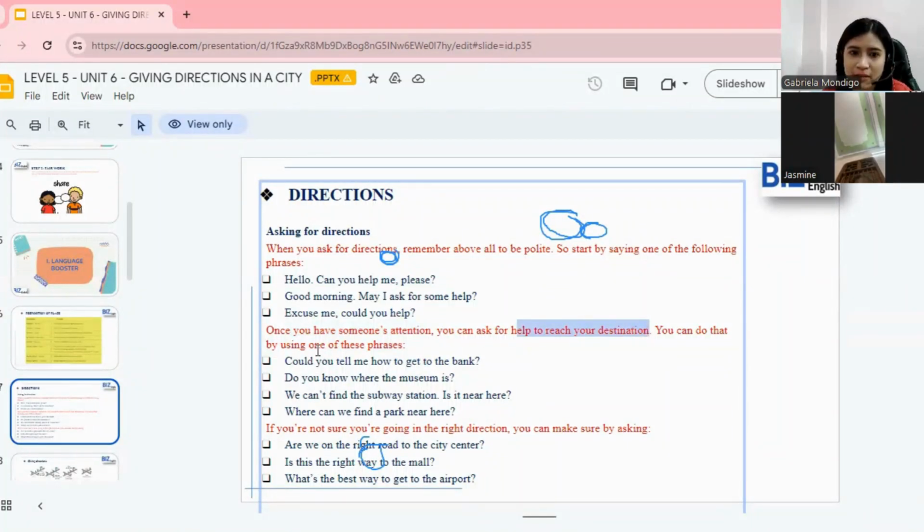So you could do that by using some of these phrases. Could you please read? Could you tell me how to get to the bank? And also, do you know where the museum is? We can't find the subway station. Is this near here? Where can we find a park near here? Any questions?